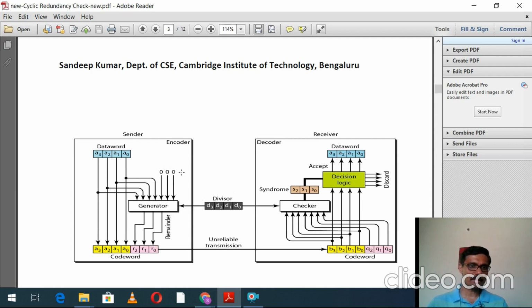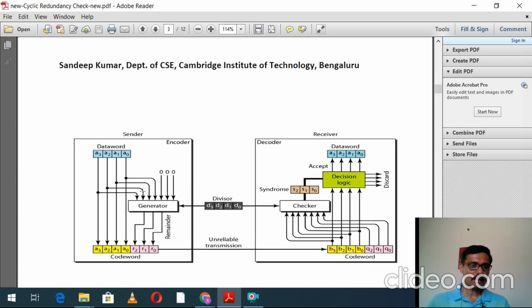So remember, how do you form the augmented data word? The data word is taken as it is, and 1 less than the number of bits present in the divisor is added as zeros. So 3 bits are added, or the number of zeros to be added is 1 less than the number of bits present in the divisor.